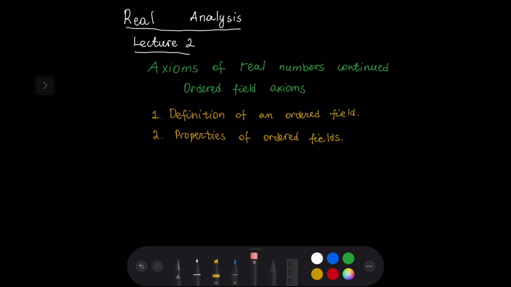Hello everyone, this is the second lecture in real analysis. The topic of this lecture is axioms of real numbers. In particular, we are going to discuss ordered field axioms.